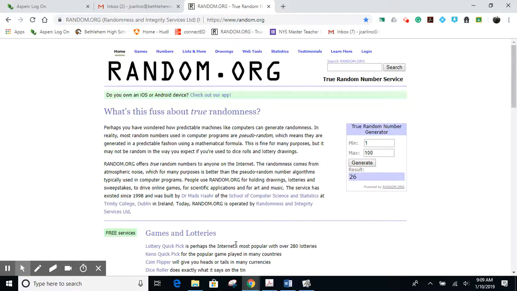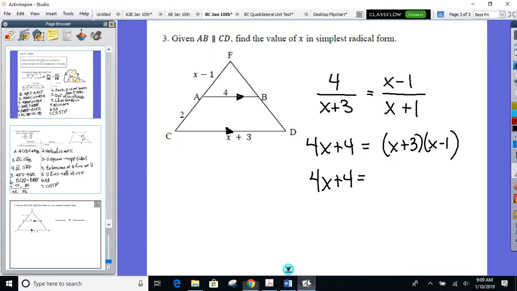Take your time, but when you're ready, let me know. When you've simplified anything, let me know. Yep, equals. All right, let's go, go ahead.